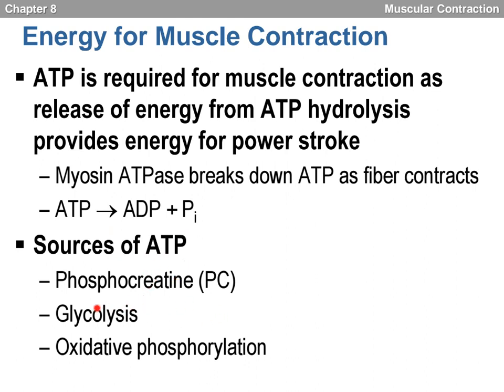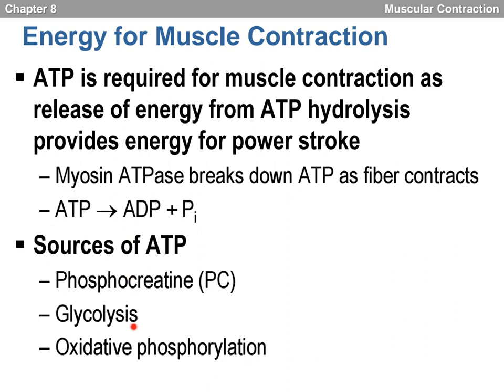Well, we've actually talked about this in previous class lectures. Phosphocreatine is one source. Remember, phosphocreatine can donate a phosphate group to ADP, regenerating ATP, which can then be used for muscle contraction. Within muscles you do have a reservoir of phosphocreatine, so that's a very readily available source of phosphate to regenerate ATP from ADP.